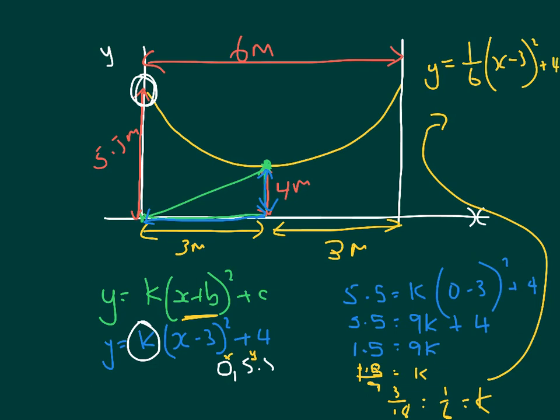At this point, I would go to your graphics calculator and put that into your graph form and see if the points are all correct. Because we've got 3 known points here: the first point at (0, 5.5), the second point at (3, 4), and this point over here at (6, 5.5). That should show up in your table of values.